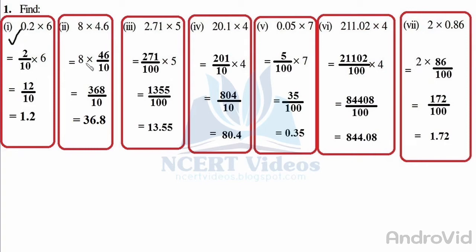8 into 4.6. 8 into as it is, writing 46 here because 46 was the number. Now representing the decimal with 1 and counting the number of digits, it is only 1, therefore only 1 zero. Now 8 6s are 48, 4 is carry, 8 4s are 32 plus 4 is 36, therefore 368 upon 10. Now writing the numerator as it is, counting the number of zeros and placing the decimal accordingly. Here the number of zeros was only 1, therefore only one digit placed towards the left-hand side of the first digit.